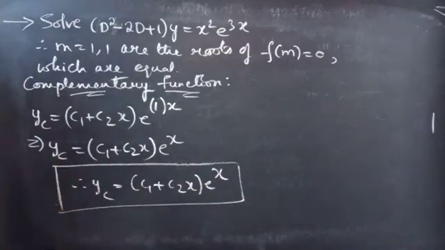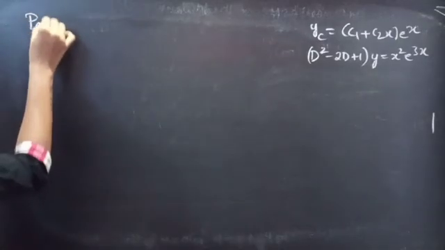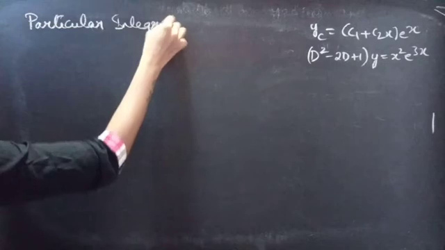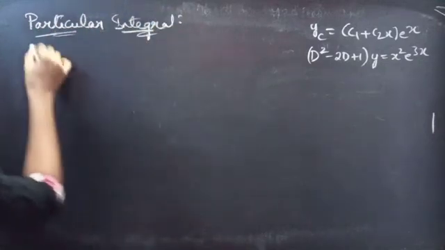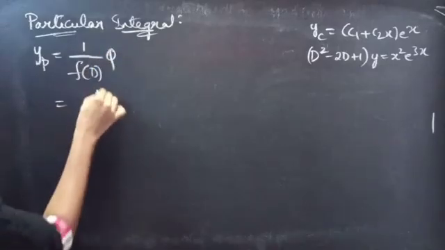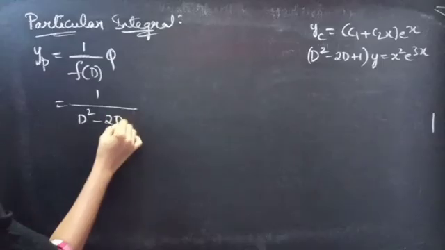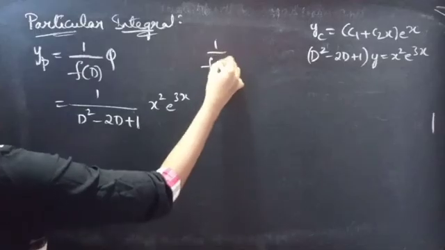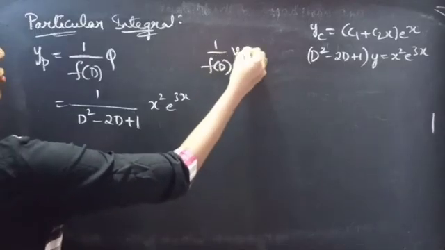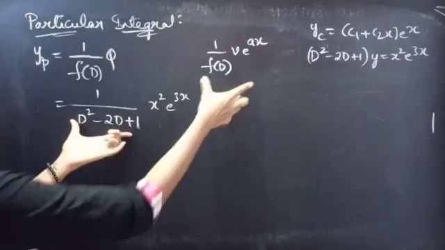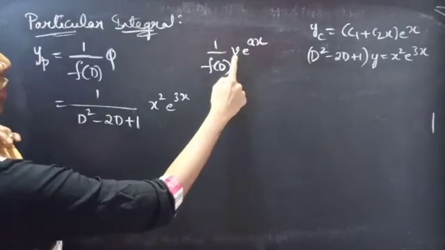Now let's find yp, the particular integral. We'll find the particular integral using 1/F(D) into Q. We have 1/(D² − 2D + 1) into Q, which is x² into e^(3x). So this is of the form 1/F(D) into V into e^(ax), right? Now just compare 1/F(D) with this term, with 1/F(D) into V into e^(ax).